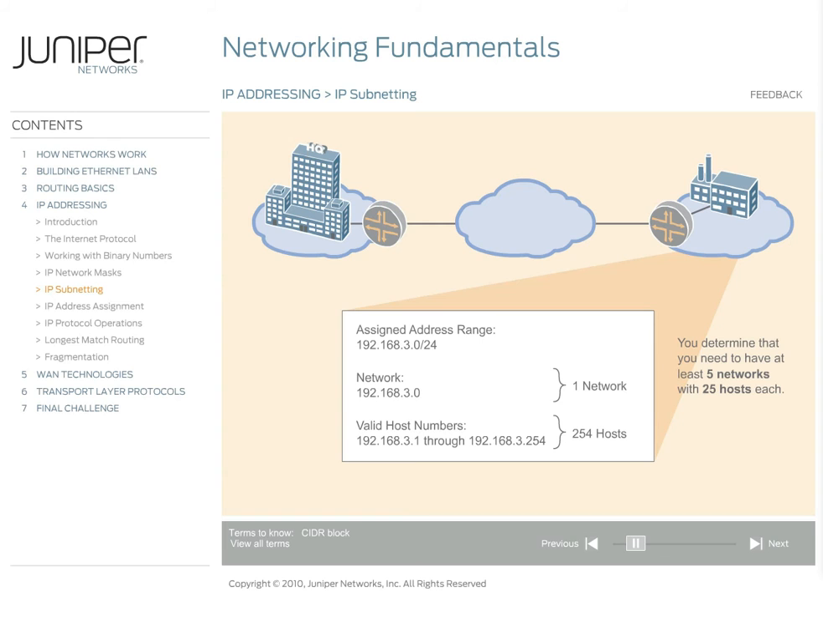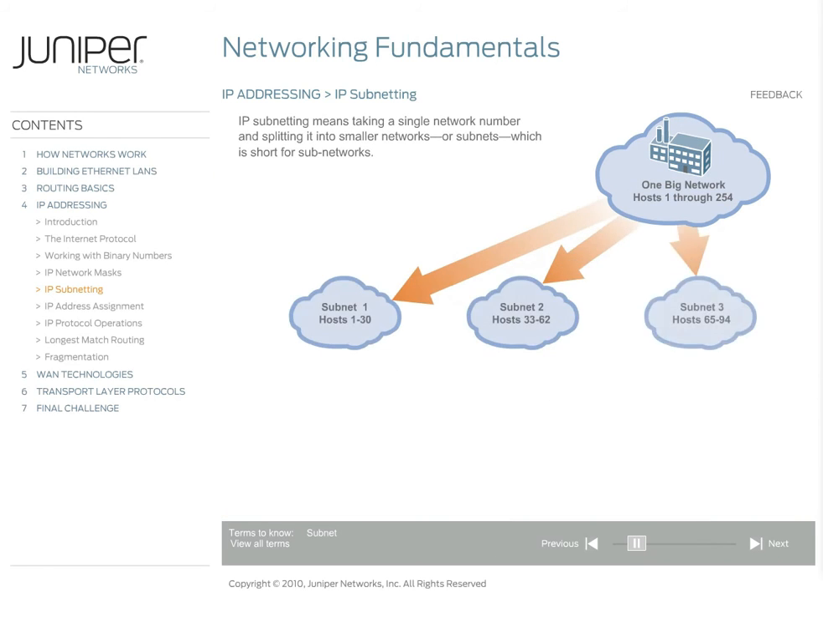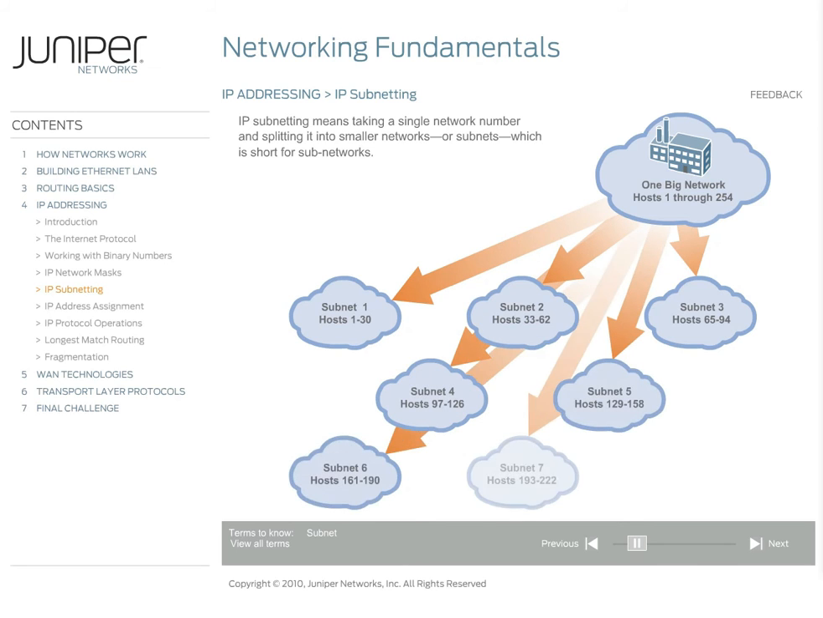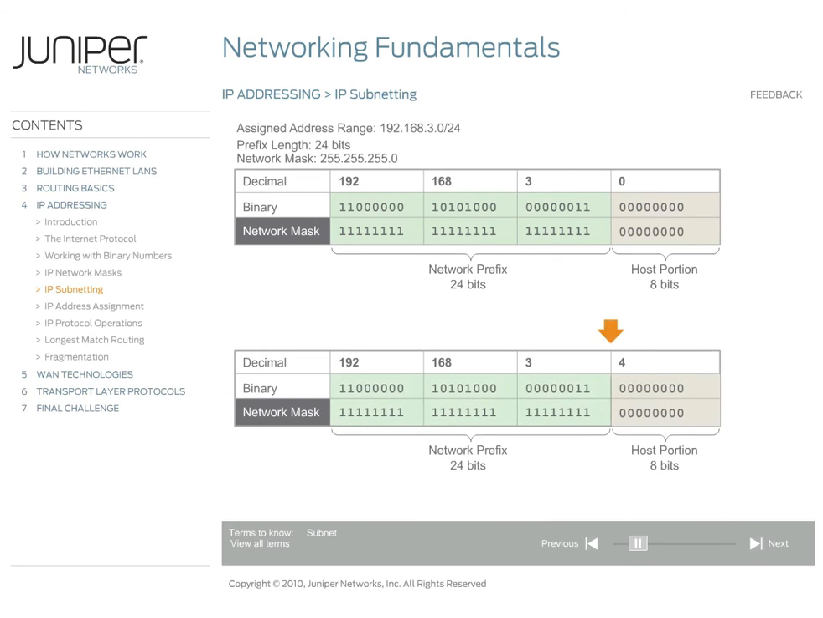The answer? IP subnetting. IP subnetting means taking a single network number and splitting it into smaller networks or subnets, which is short for subnetworks. You create a subnet by changing the mask assigned to each broadcast domain. Said another way, you extend the size of the mask, creating more network numbers with fewer hosts per network.